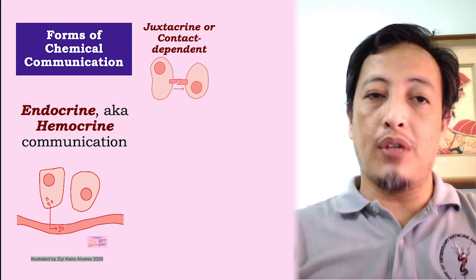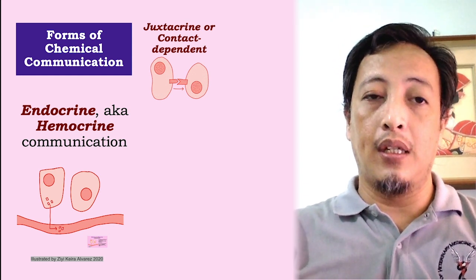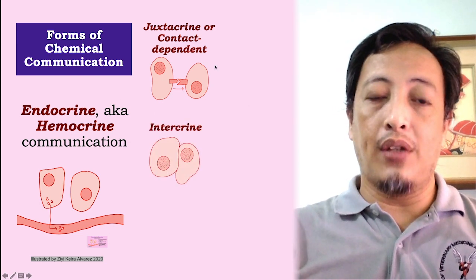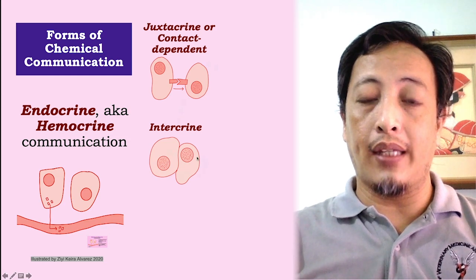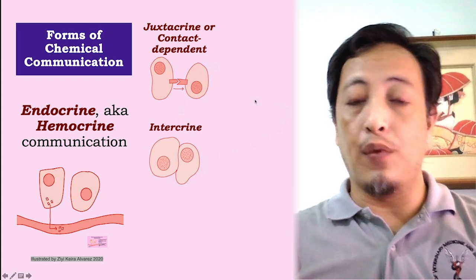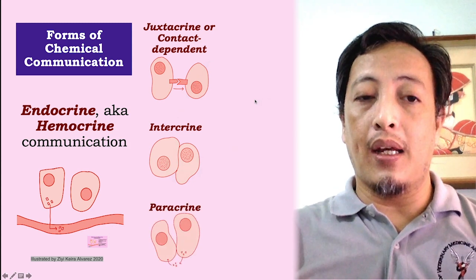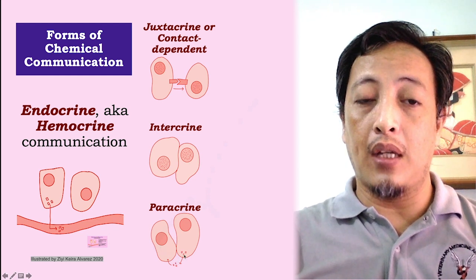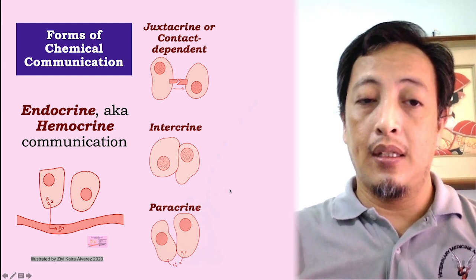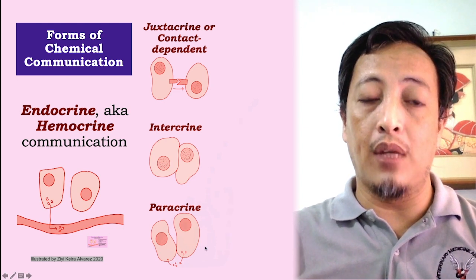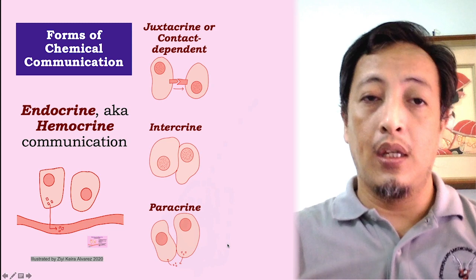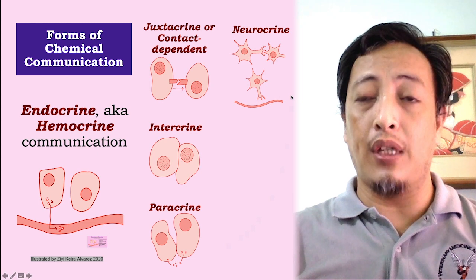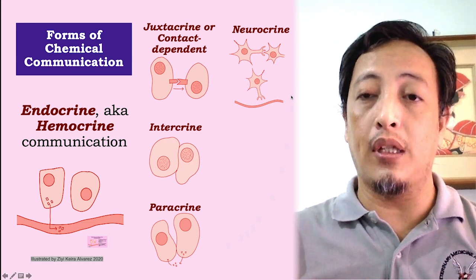Okay? We also have the juxtacrine or contact dependent. So this is actually demonstrated by blood cells. We have the intercrine, wherein two adjacent cells are connected, usually by gap junctions, if you can recall from your fissure 1. Then we have the paracrine, wherein cells just release their chemicals to influence neighboring cells. And nire-release niya, not necessarily to the blood, but to the interstitium. Then we also have the neurocrine. Actually, communications between neurons and non-neuronal cells are called neurocrine communication.